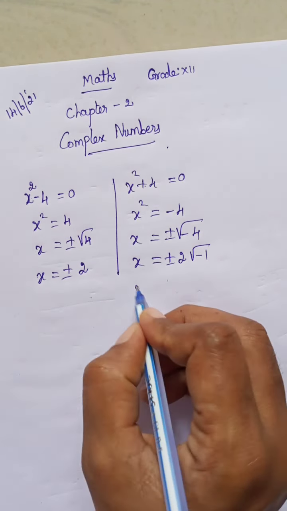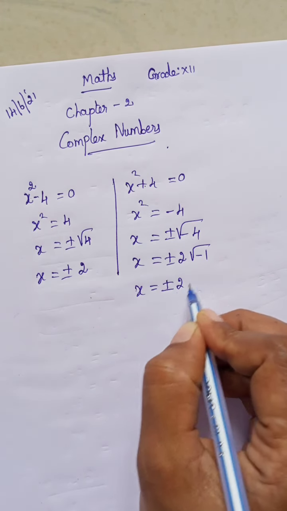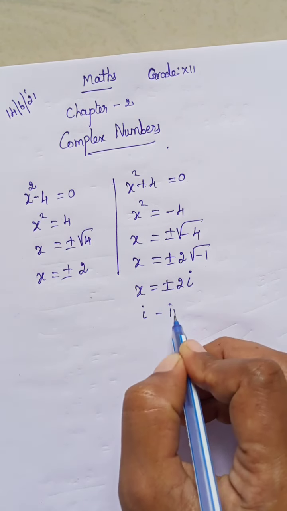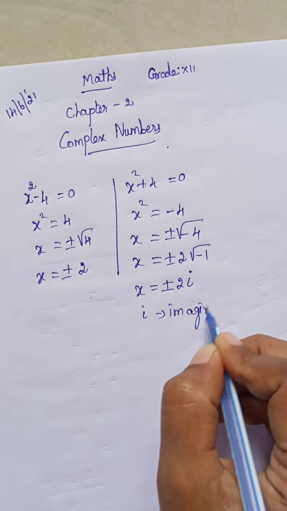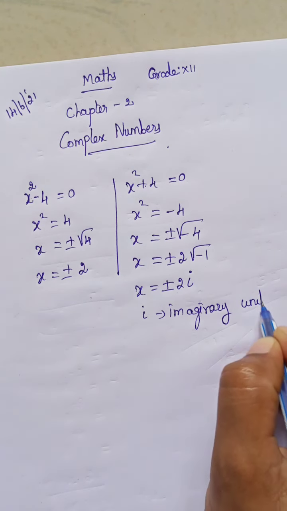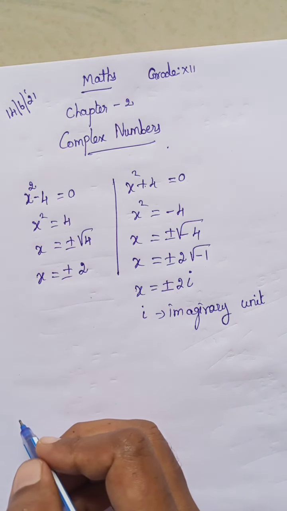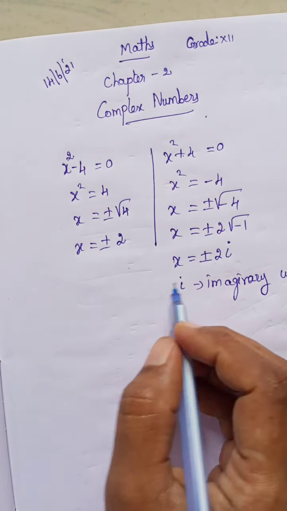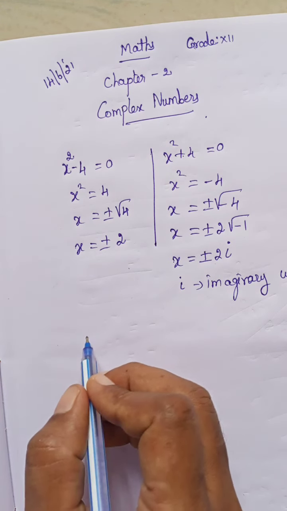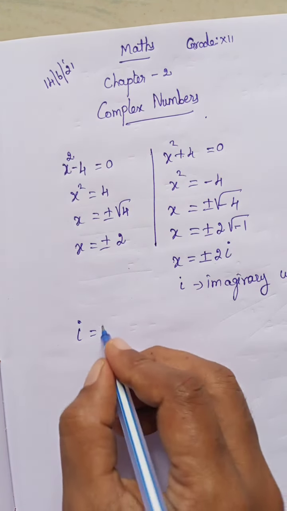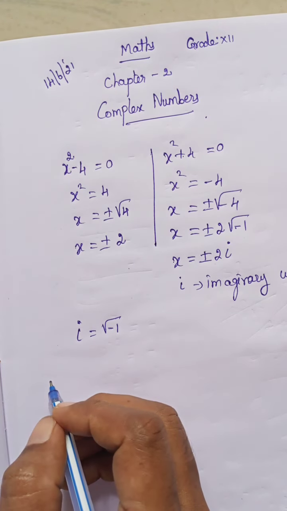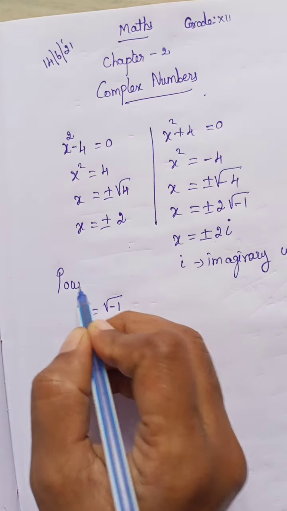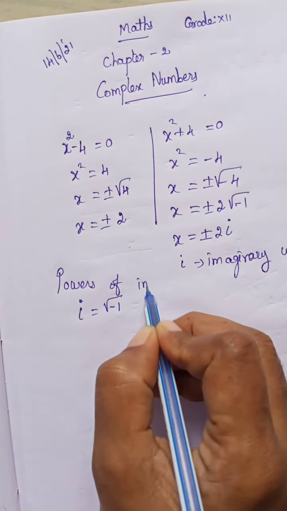For this, we are giving an imaginary unit, i. This i is the imaginary unit. Now, from this it is understood, i is equal to root of minus 1. Now, we are going to learn the powers of the imaginary unit.